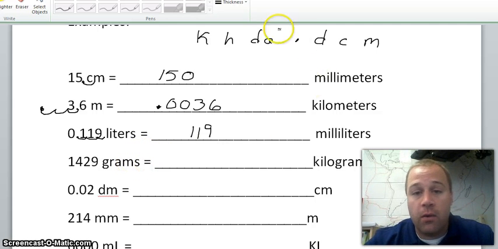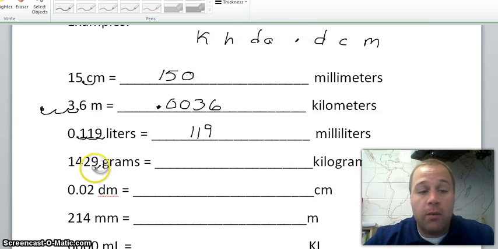To get from grams to kilograms, again, grams is a base unit. Kilograms is K. So 1, 2, 3 to the left. So we take our decimal point and we go 1, 2, 3 to the left. And it's 1.429.